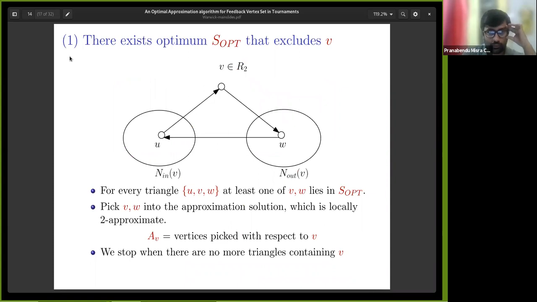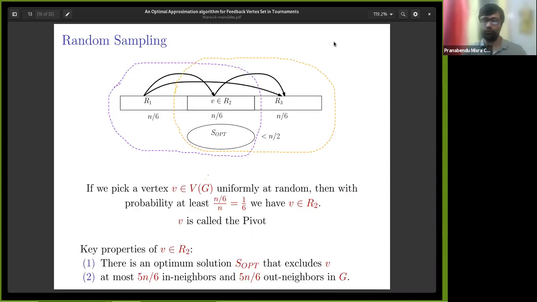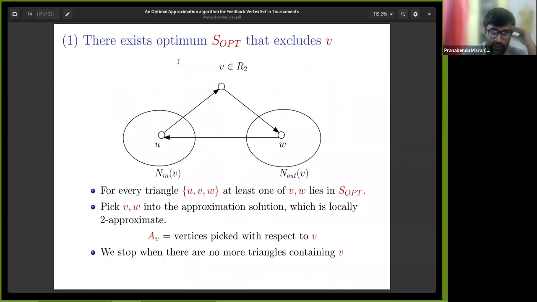Now, using the first fact that there is an optimum solution that excludes V, what we are going to do is randomly sample a vertex, and assume that this sampled vertex happens to be in R2. This assumption is correct with probability 1/6. So this vertex is not present in some optimum solution. This means that for any triangle u, v, w that contains this vertex, v does not go into the optimum solution, so either u or w, or maybe both, go into the solution.